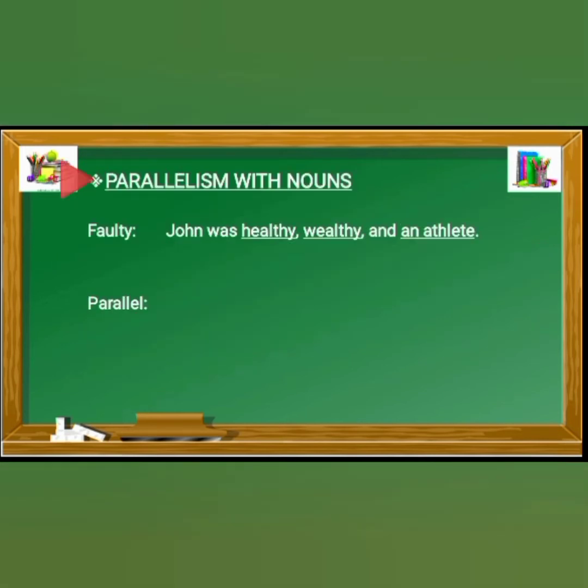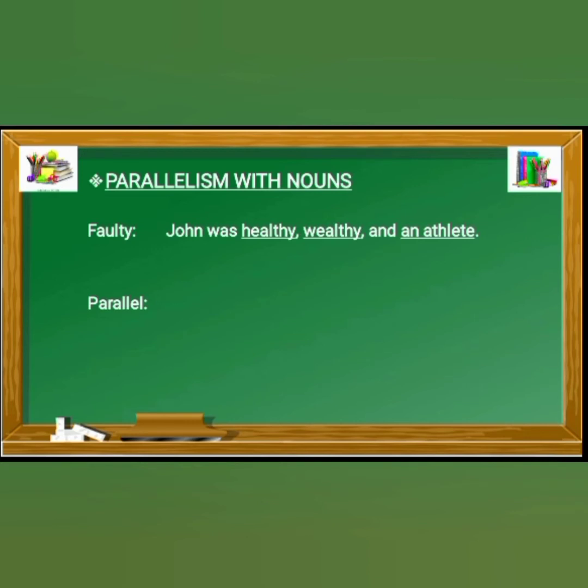We have parallelism with nouns. This is a faulty or incorrect sentence. John was healthy, wealthy, and an athlete. First, identify the items listed in the sentence. Analyze what grammatical structure is used. Ensure that they are of the same structure. In this example, healthy and wealthy are both adjectives, and an athlete is a noun phrase.